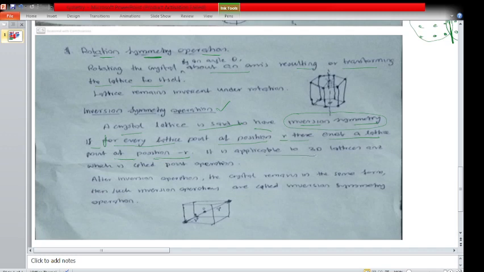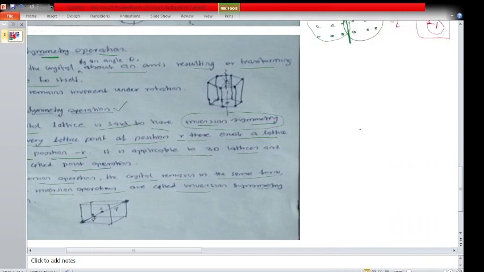This is applicable to 3D lattices only, and this is also called a point operation. After the inversion operation, if the crystal remains in the same form, then such inversion operations are called inversion symmetry operations. So what is inversion symmetry?